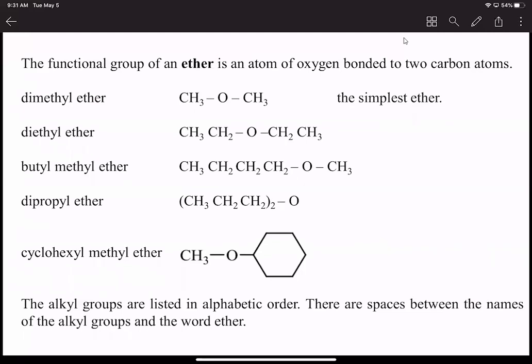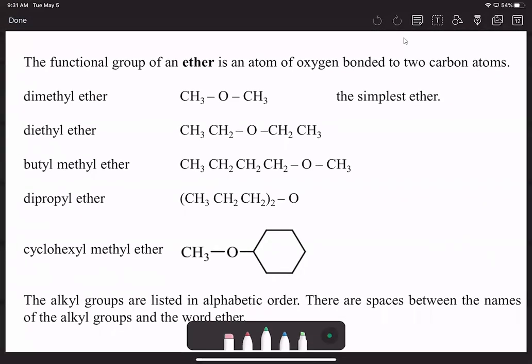And ethers all have oxygen here. This is what we call an oxygen bridge. So all of our ethers have this oxygen, but you'll note it's not a carbonyl. Our carbonyl is an oxygen that's double bonded to a carbon, and all of these oxygens here have single bonds on them. Right? So these are going to be our ethers.